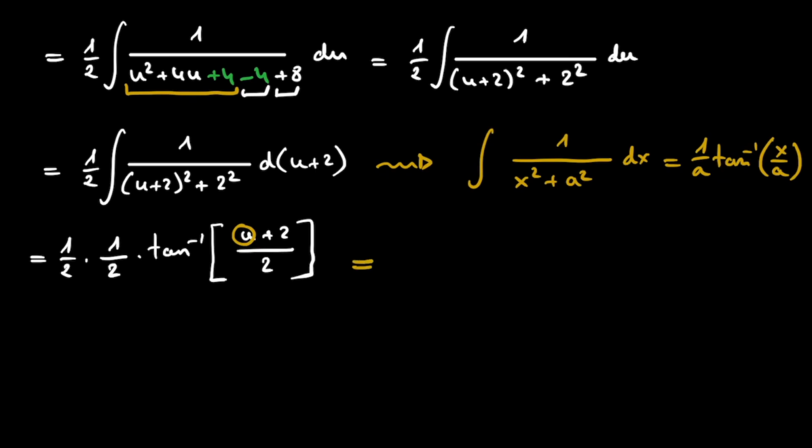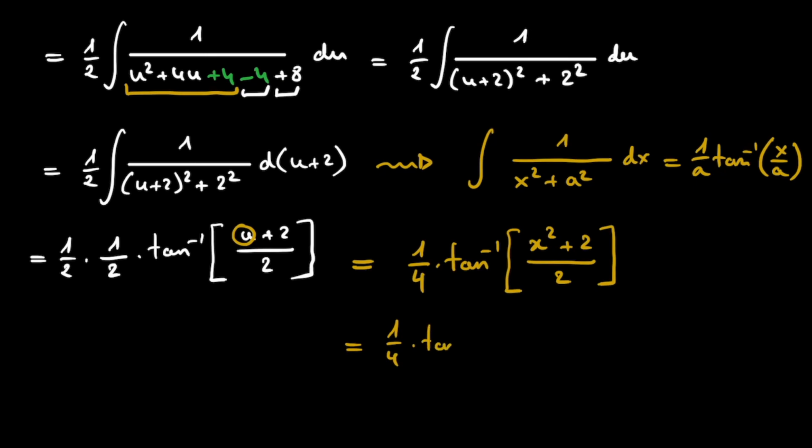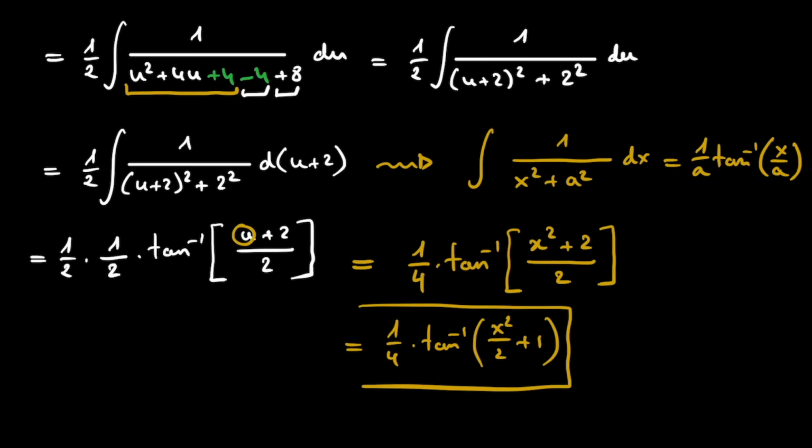So the solution to this integral will be 1 over 4 multiplied by the tangent inverse of x squared plus 2 divided by 2, or written differently, 1 over 4 times the inverse tangent of x squared divided by 2 plus 1. And this is actually a very neat example of how we can use substitution in combination with completing the square to solve a pretty daunting looking integral.